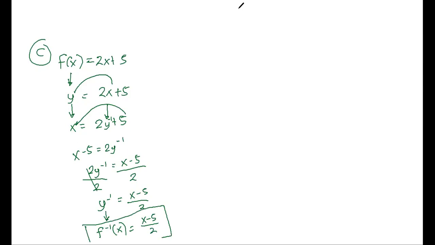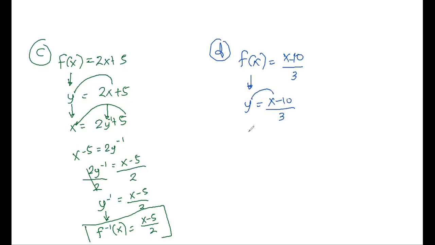Now let's have the last example. Example letter D. We have f of x equals x minus 10 over 3. Again, we change f of x to y. Then, we will interchange y and x. So y becomes x, and x becomes y to negative 1.